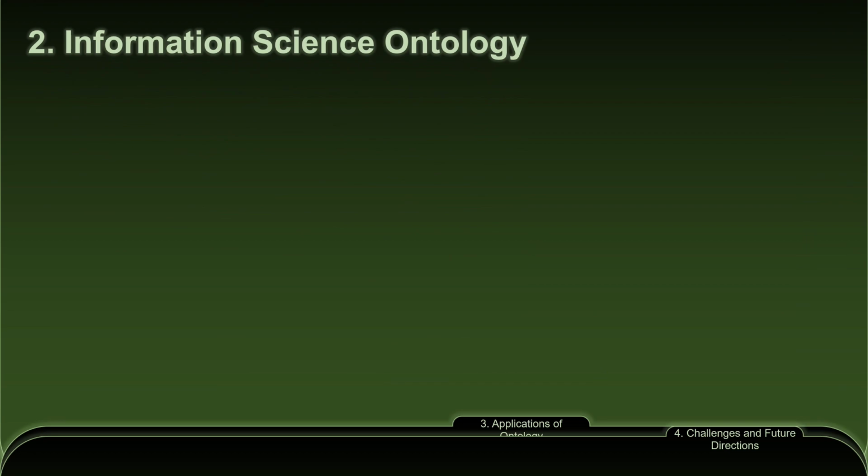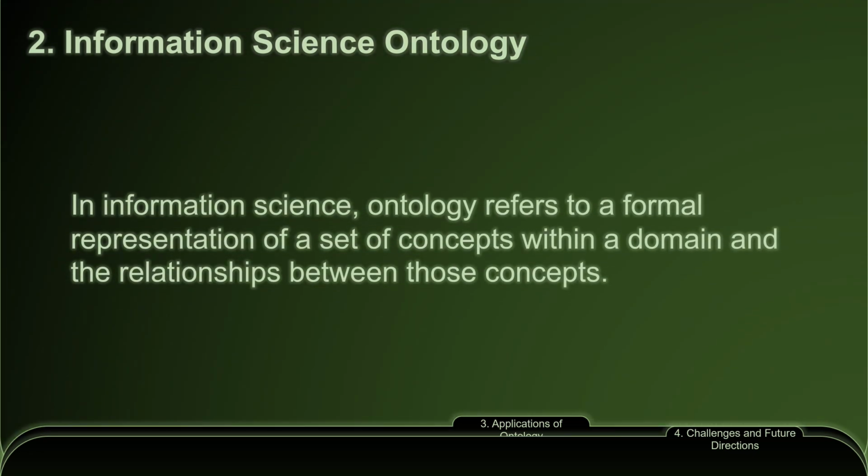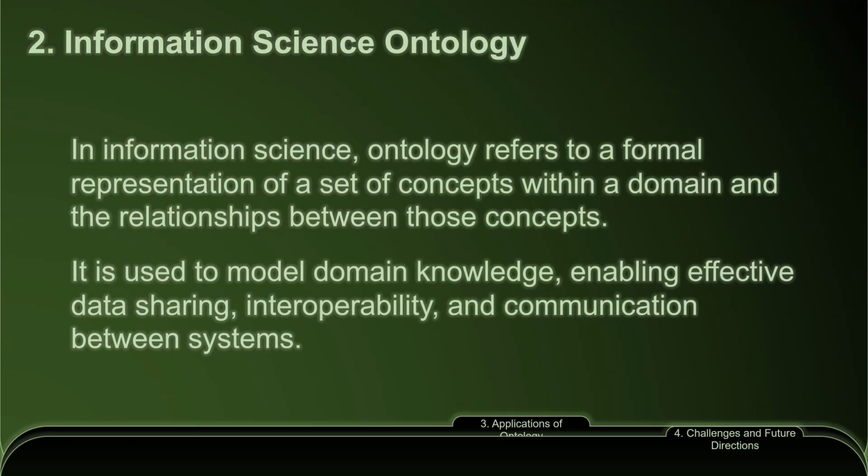Information science ontology. In information science, ontology refers to a formal representation of a set of concepts within a domain and the relationships between those concepts. It is used to model domain knowledge, enabling effective data sharing, interoperability, and communication between systems.